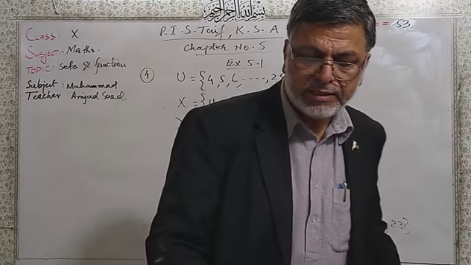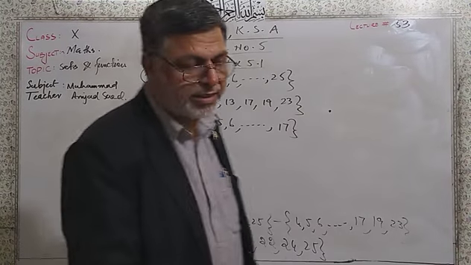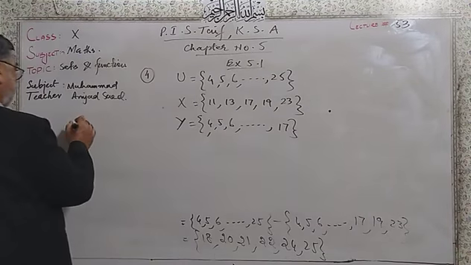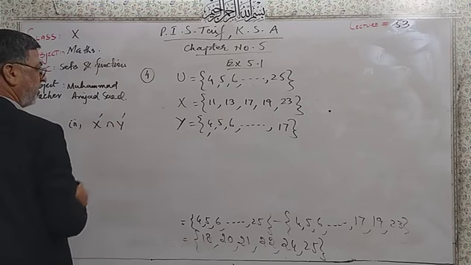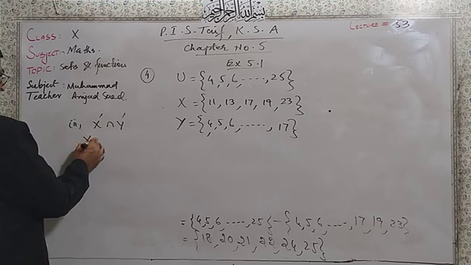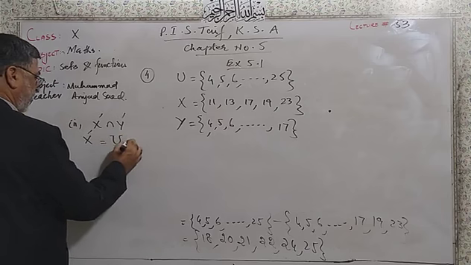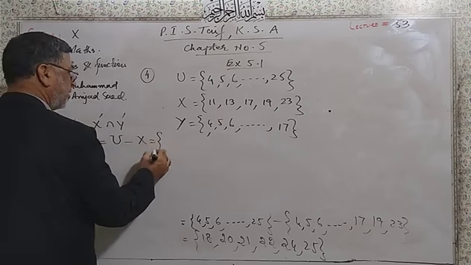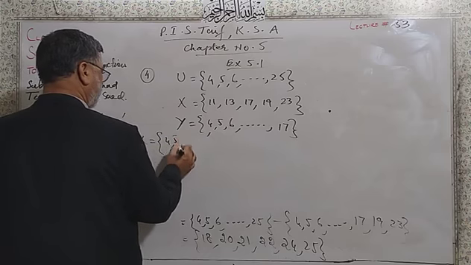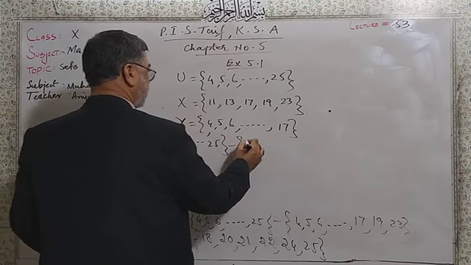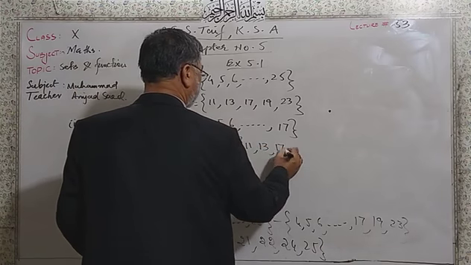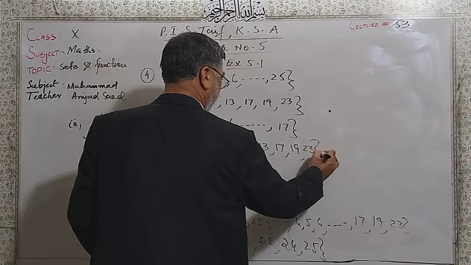Part number 2 is X complement intersection Y complement. What about X complement? X complement is universal minus X. Universal is 4, 5, 6 up to so on 25, minus X, which is 11, 13, 17, 19, 23.